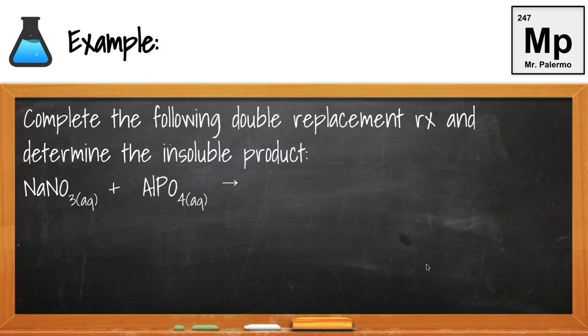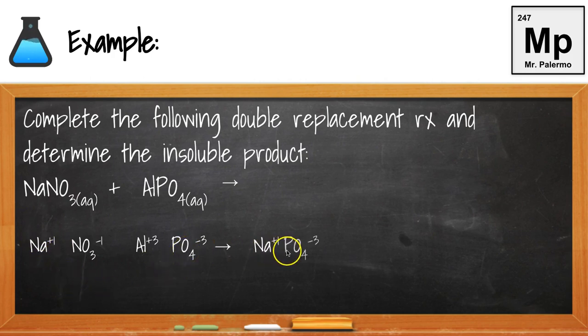And let's see one more example. Again, we're going to complete the following double replacement reaction and see if a product is insoluble. So we have sodium nitrate and aluminum phosphate. And so we dissociate our ions. And now we're going to do our double replacement. So sodium is going to combine with phosphate. And aluminum is now going to combine with nitrate.